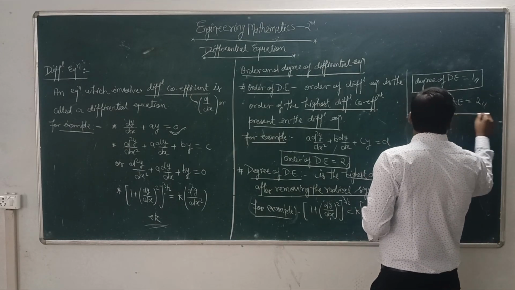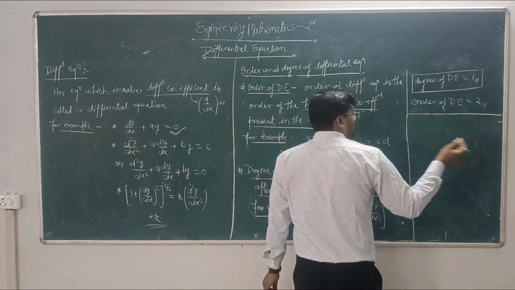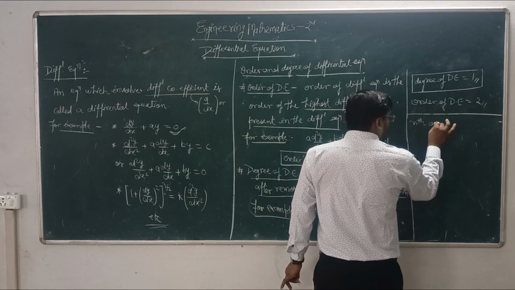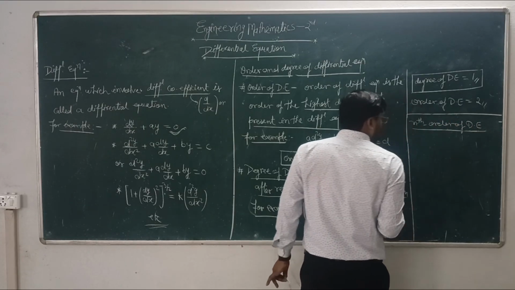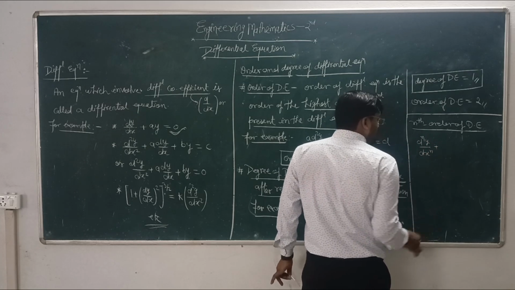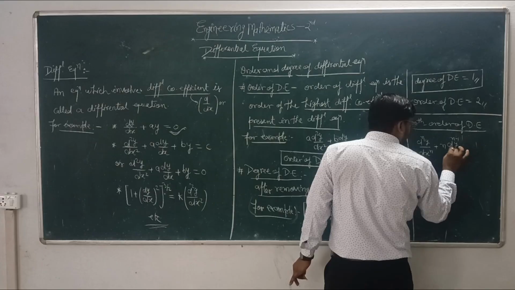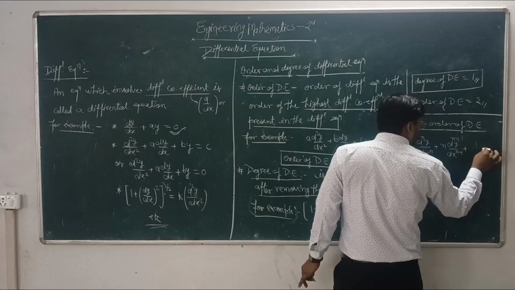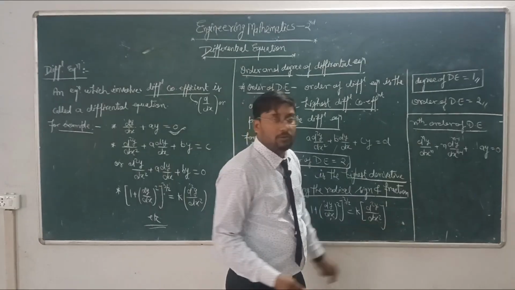Now simply, if you have any differential equation of nth order, you can write d^n y/dx^n plus a1 d^(n-1) y/dx^(n-1) plus dot dot dot plus ay is equal to 0. This is an nth order differential equation.